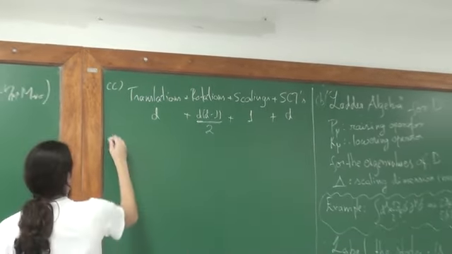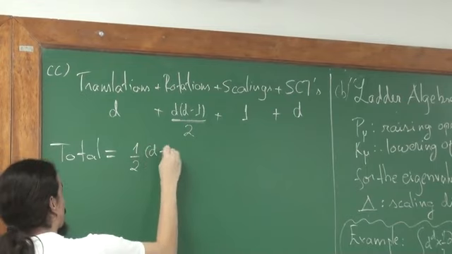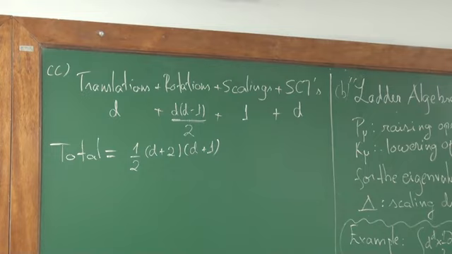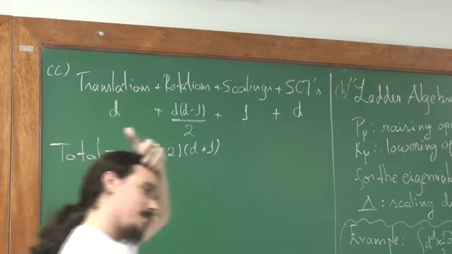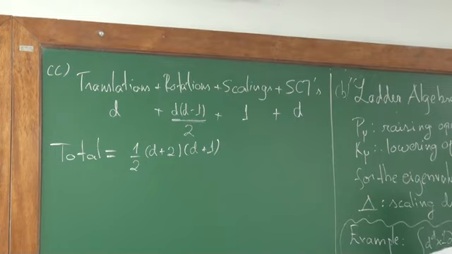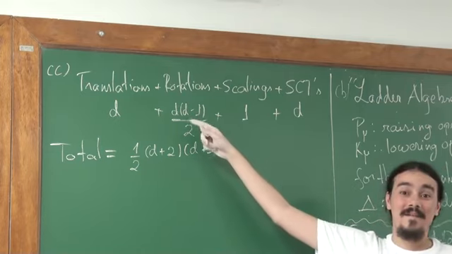So in total, if you just sum this, you find one half of D plus 2, times D plus 1. Okay? Does anyone recognize this? What algebra could furnish this many generators? No? Look at it. We're sitting in D dimensions. D plus 1 over 2... almost.